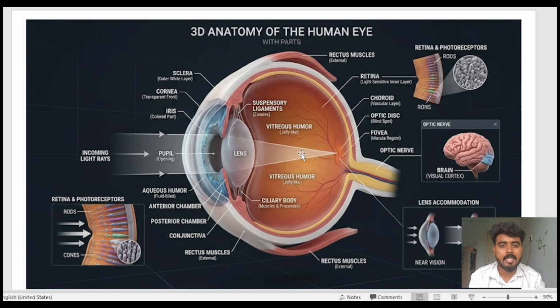Okay, and the next one. Here you can see a big bag-like structure. It is completely filled with proteins, vitamins, and a jelly-like substance. This jelly-like substance is called the vitreous humor. The eyeball gets its shape with the help of this vitreous humor.